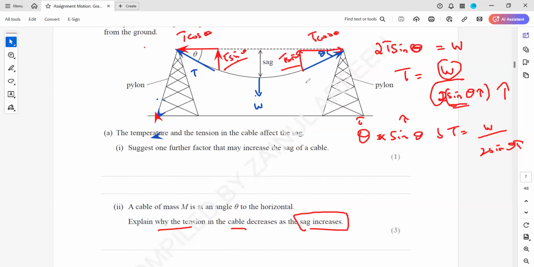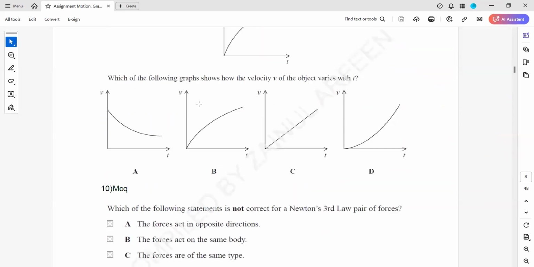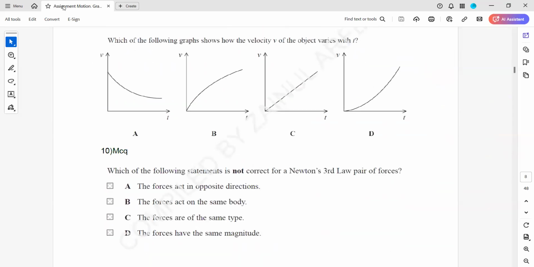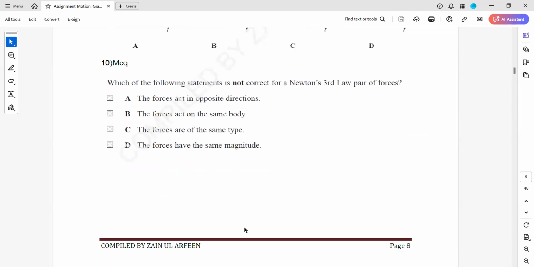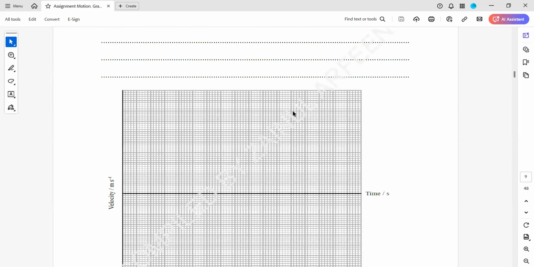Any doubt? Yes, Mohammed Furqan, any doubt in this? Okay. Page 8, any doubt? Page number 8. Page 9, any doubt?